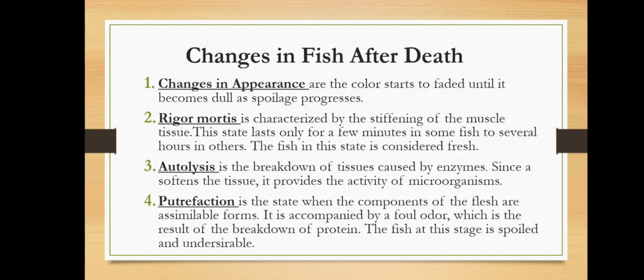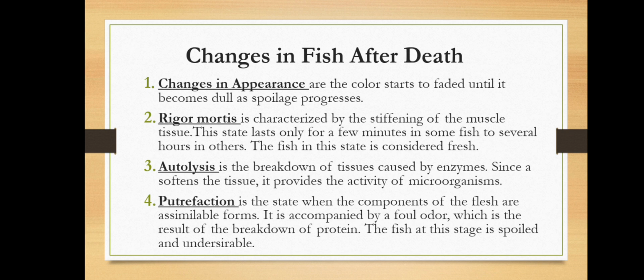Changes in fish after death. First, changes in appearance. As spoilage progresses, the color of the fish starts to fade until it becomes dull. This change in appearance is an indication of the deterioration of the fish. The fading color is often a result of chemical and enzymatic reactions taking place in the fish tissue.